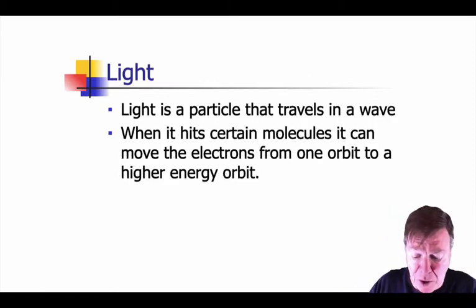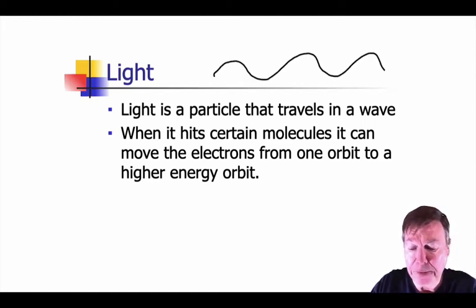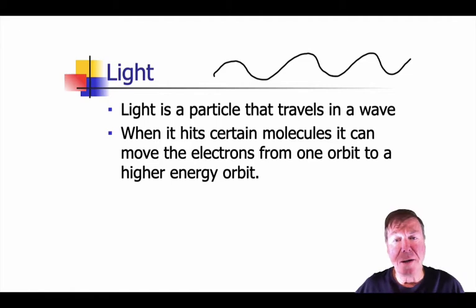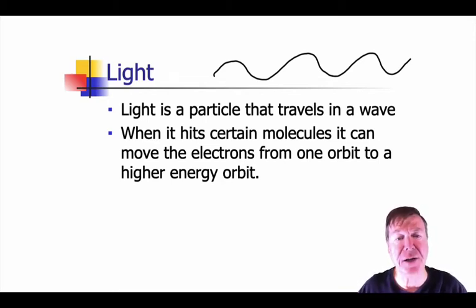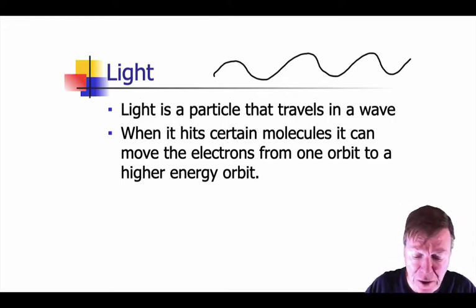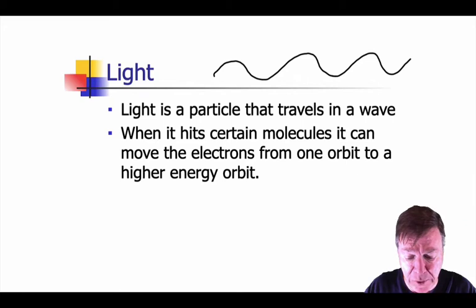It's a particle that travels in a wave-like manner, but it does have mass. It actually can make things move. So it's energy that travels in a wave. It's a particle that moves in a wave, and it has energy. And when it hits certain molecules, it can move the electrons into an upper orbit, another orbit.